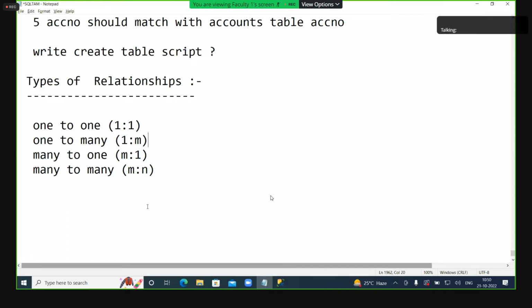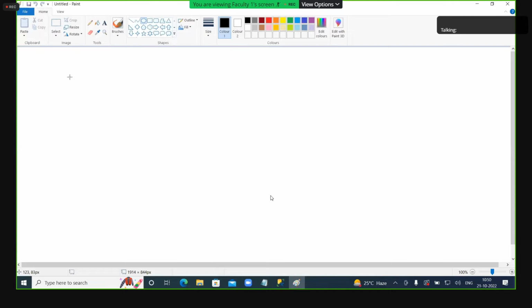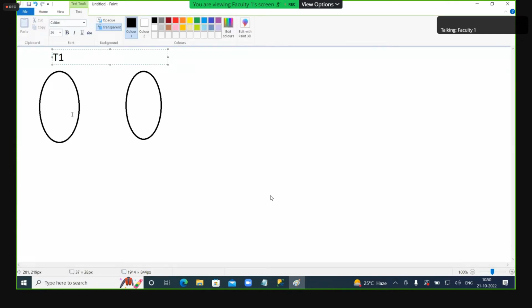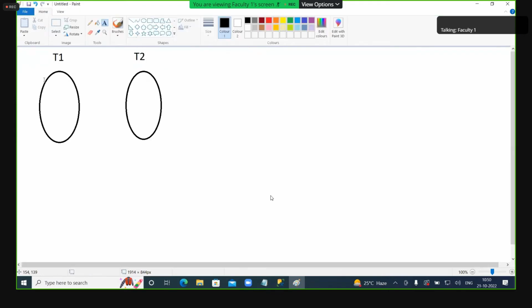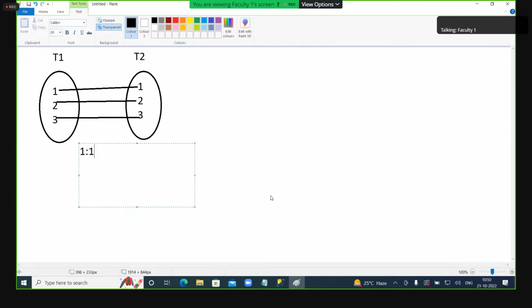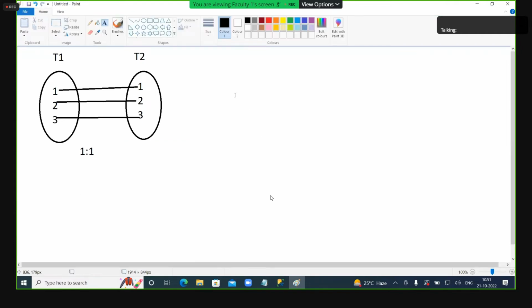Okay. First of all, what does one to one mean? Just see this. This is one table, T1, table 1. This is table 2. In table 1, there are 3 rows. I am taking 3 rows in table 2 also, just as an example. But one record in table 1 is associated with one record in table 2. Like 2 is associated with this, 3 is associated with this. What is this relationship called? One to one relationship. One record in table 1 is associated with exactly one record in another table. So this relationship is called one to one relationship.